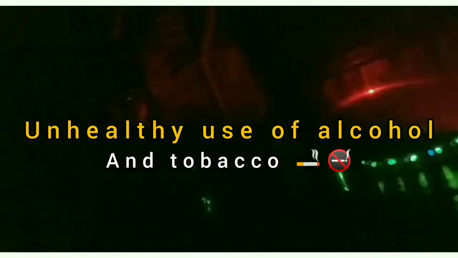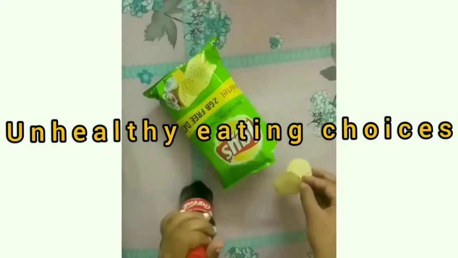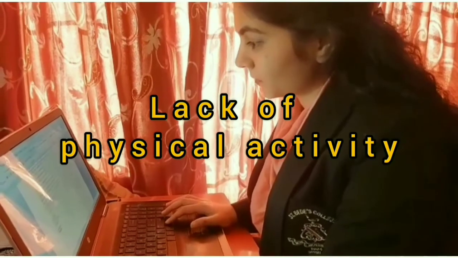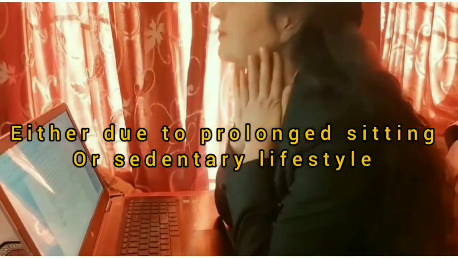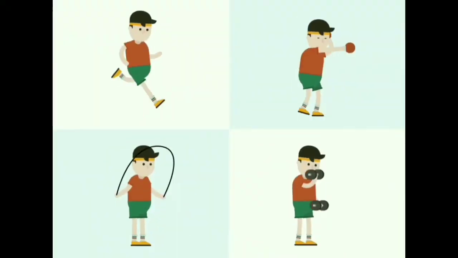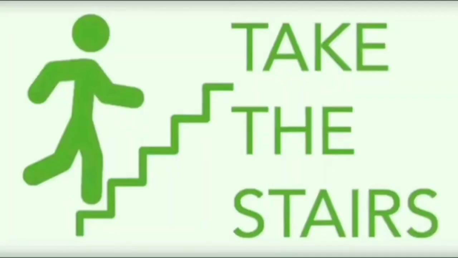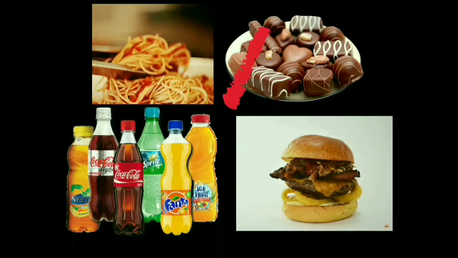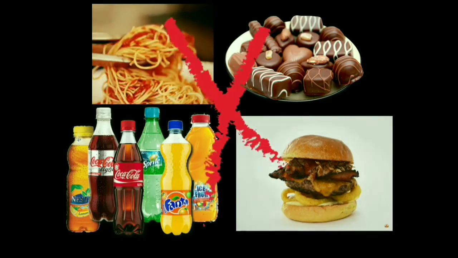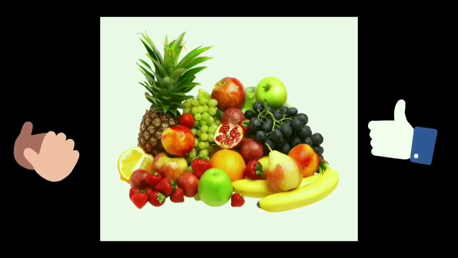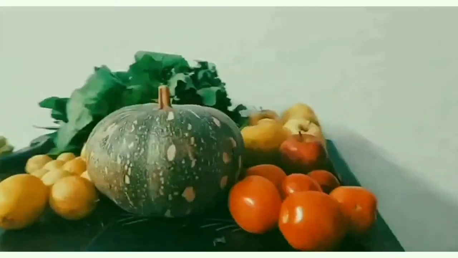The risk factors include unhealthy use of alcohol and tobacco, unhealthy eating choices, and lack of physical activity, either due to prolonged sitting or a sedentary lifestyle. So what should be done? Choose an active, healthy lifestyle. Always take the stairs instead of escalators. Say no to unhealthy food and have fresh fruits or fresh vegetables, etc.